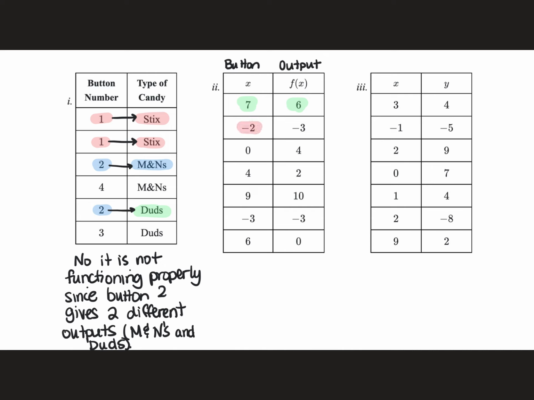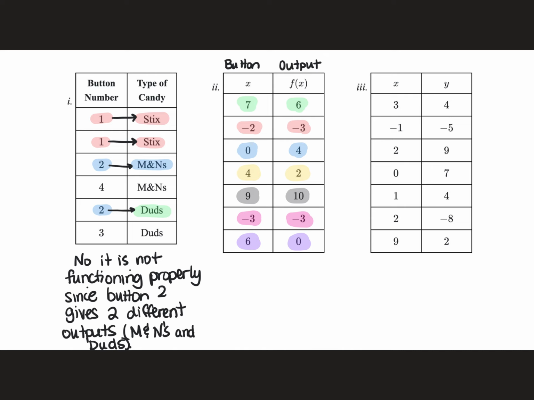Here I have one button 2. I don't see any other button 2s, and it gives me an output of -3. Here my input, or my button, is 0. There's no other button 0s. It results in my output of 4. And I'm just going to keep going through this. One button 4, resulting in an output of 2. We see one button 9, resulting in an output of 10. And then we see one button -3, resulting in an output of -3. And last but not least, we've got one button 6, resulting in an output of 0.